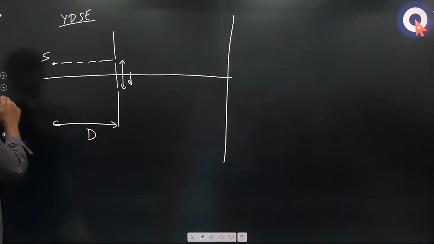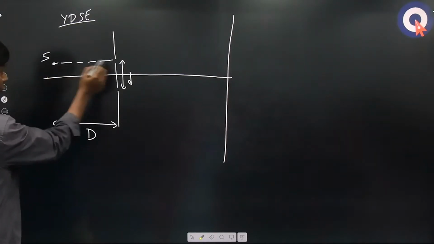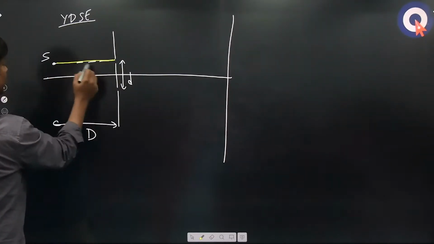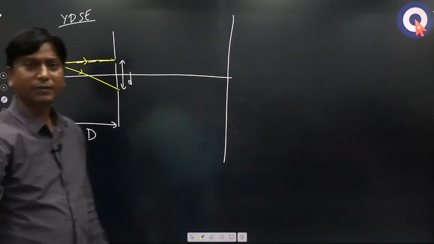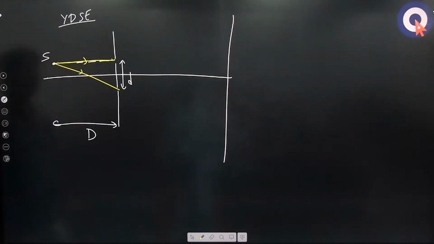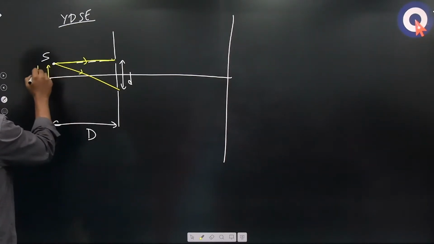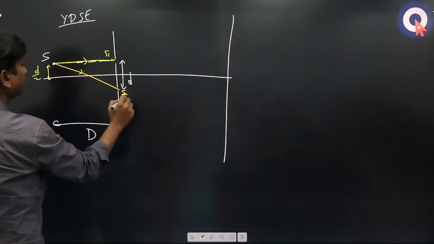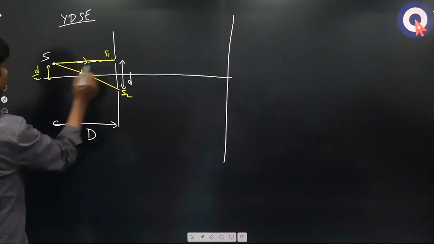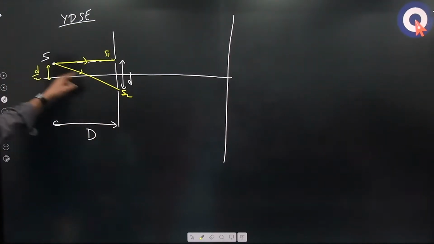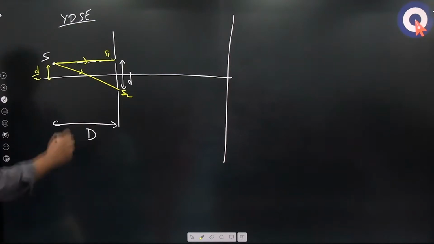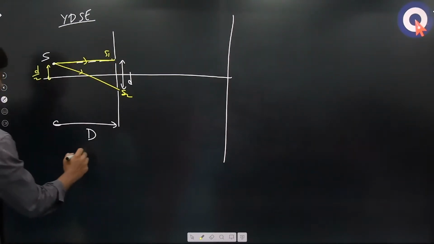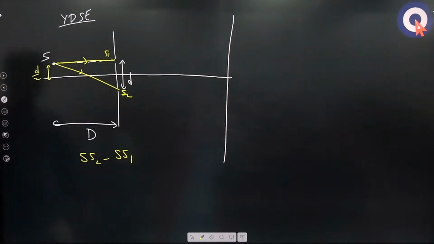Immediately, how are we going to take the path difference between these two? One wave is coming like this, the other one is coming like this. So how are we going to find the path difference first of all? This is d by 2, this is S1 and this is S2. One path is travelled fast and the other slow, so it takes more time to reach here and less time to reach there. Definitely it will create some geometrical path difference, which is equal to SS2 minus SS1.